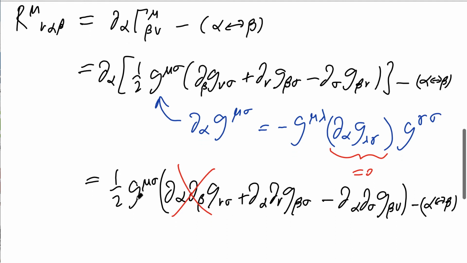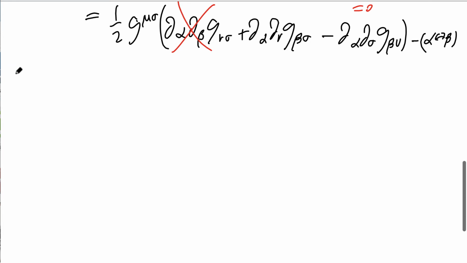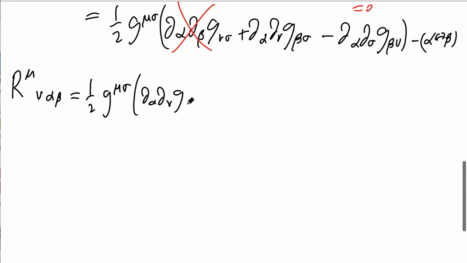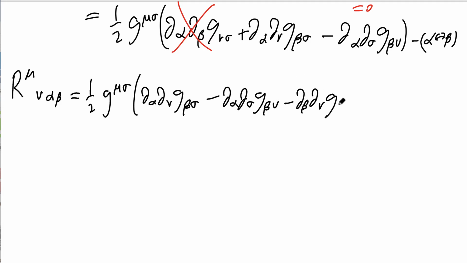And what we're left with for the Riemann tensor in Riemann normal coordinates is 1/2 G mu sigma. This term is partial alpha partial nu G beta sigma. This term is partial alpha partial sigma G beta nu. And then we have minus the terms we get when we switch alpha and beta. So this would be partial beta partial nu G alpha sigma and plus partial beta partial sigma G alpha nu.